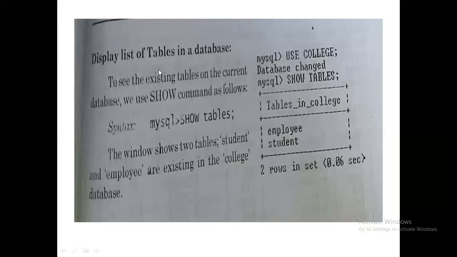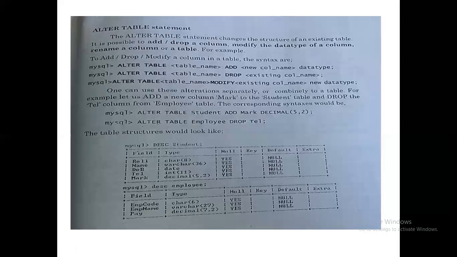So display list of tables in the database. डिस्प्ले लिस्ट ऑफ टेबल इन द डाटाबेस. एक डाटाबेस में कितना टेबल है उसको डिस्प्ले करने के लिए यू हैव टू राइट लाइक सो टेबल्स. To see the existing tables on the current database, we use the show command as follows. MySQL show tables. The window shows two tables, student and employee, existing in the college database.